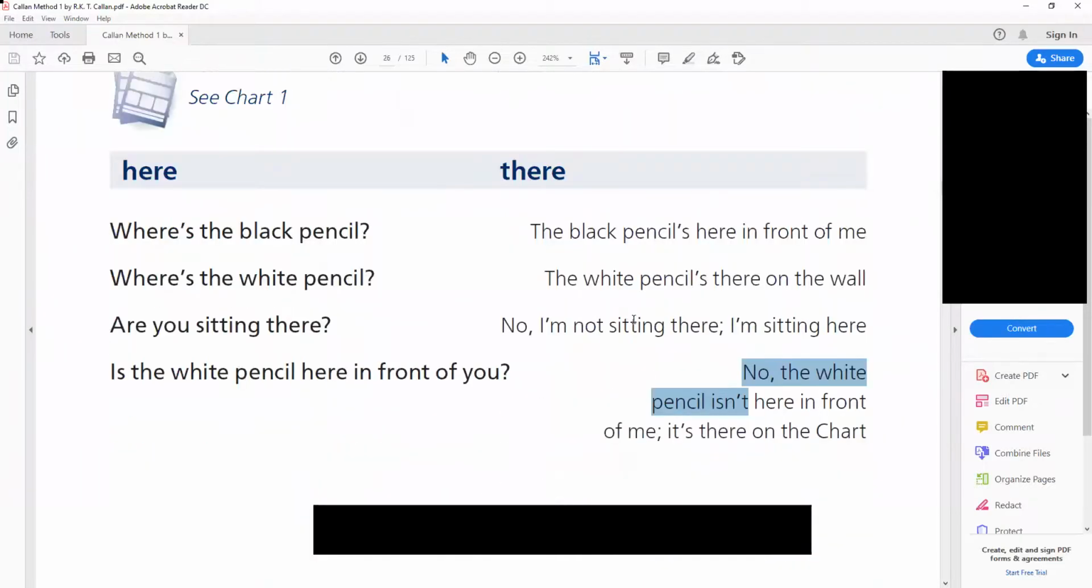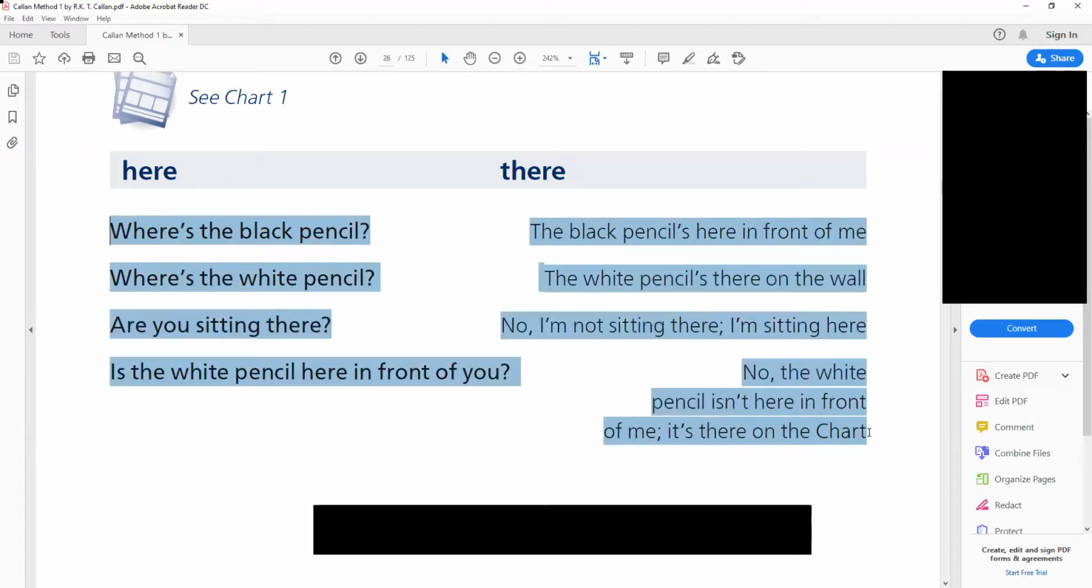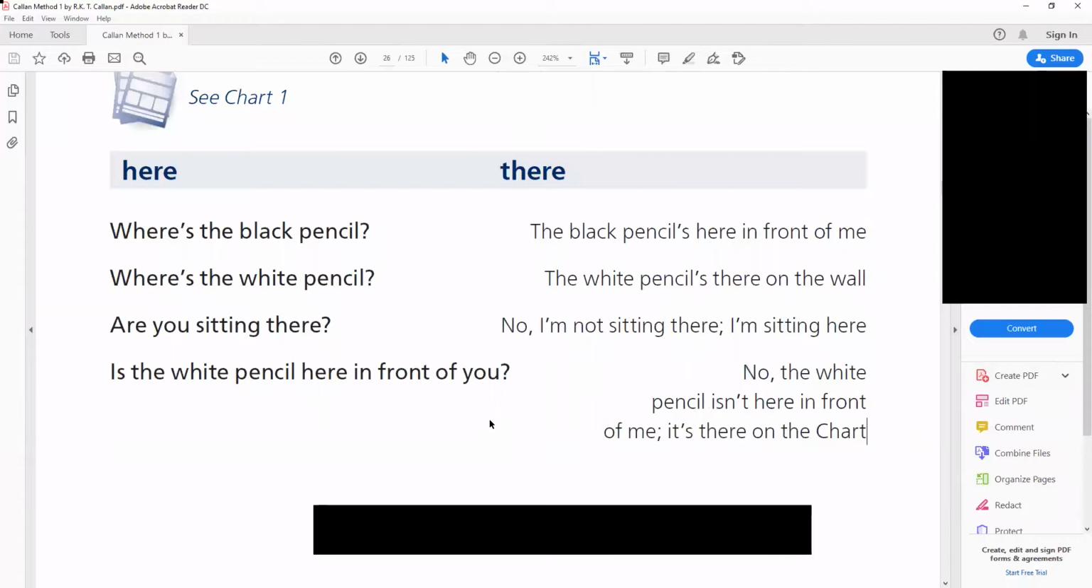So, Jose Manuel, ¿puedes leer esto? Esto todo hasta acá, hasta donde dice chart. Please. Sí. Gracias.